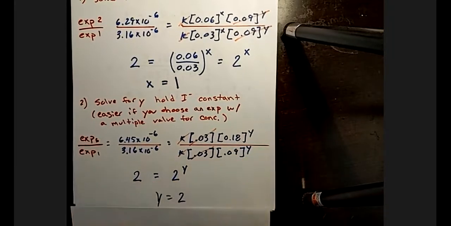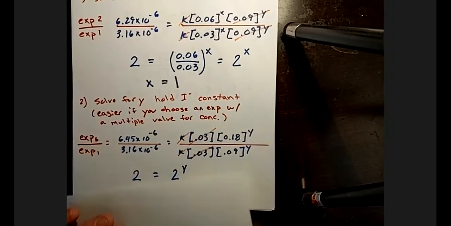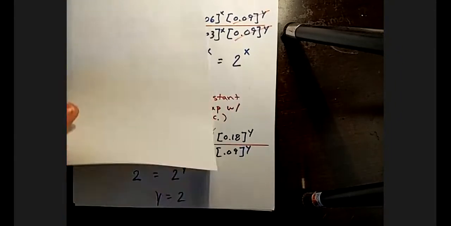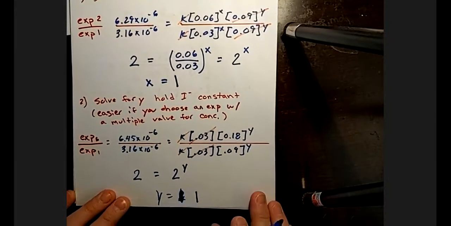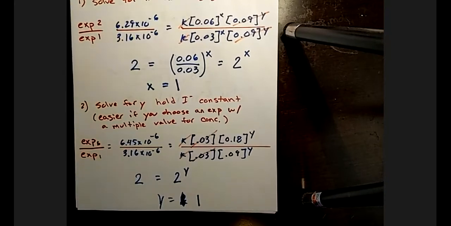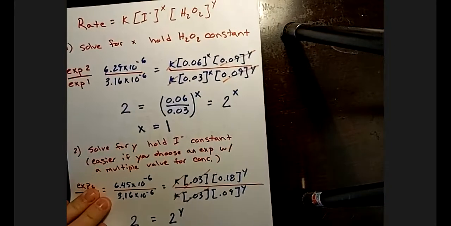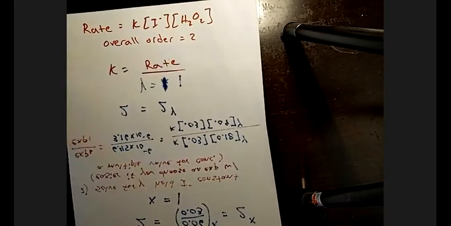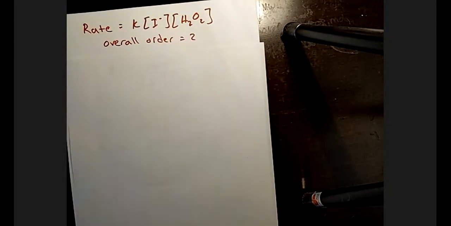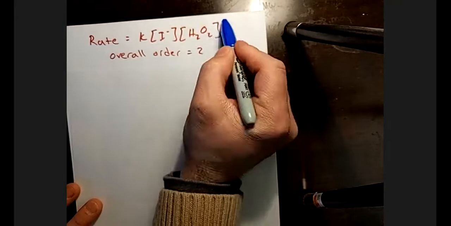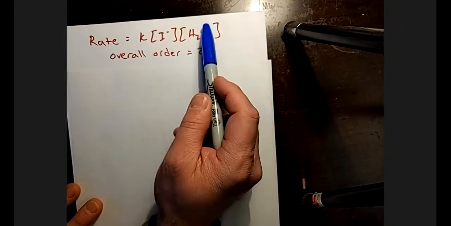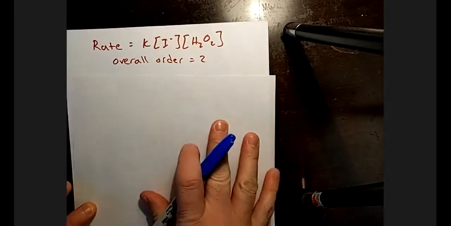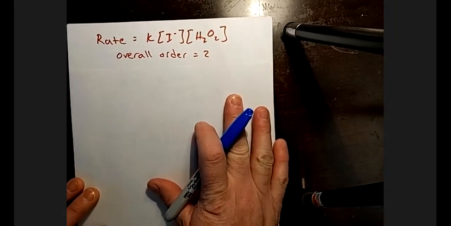And so then again, y equals 1, right? And so then from this, we get our rate law. If it's 1, generally we don't write the 1s in there. You don't write the 1 if it is 1. So the overall order here is 2. So each one is first order with respect to each reactant, according to my data. And so then we would want to find the rate constant.